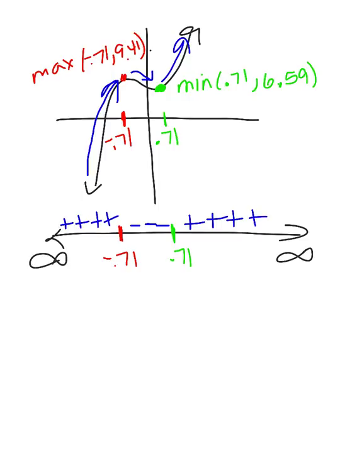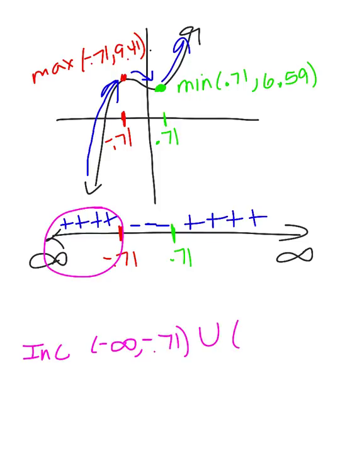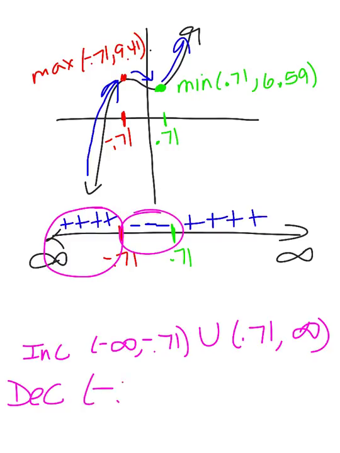Okay, so now I just need to identify where it is increasing and decreasing. It's increasing in here, so that's from negative infinity to negative 0.71. And it's also increasing from 0.71 to infinity. And now it's decreasing in here, so that is negative 0.71 to 0.71. All right, so that's it.